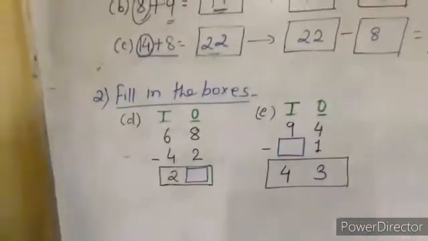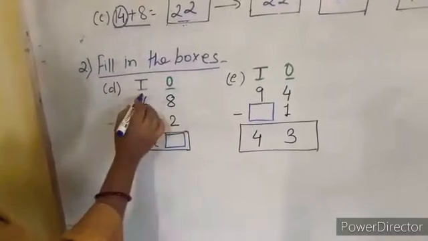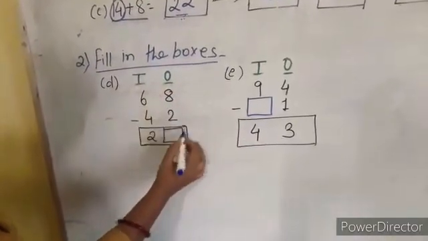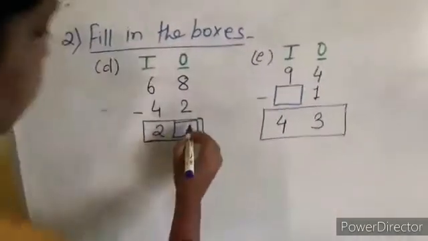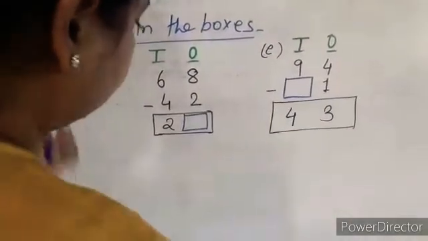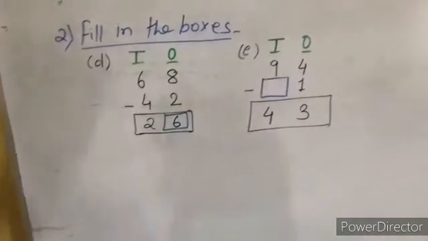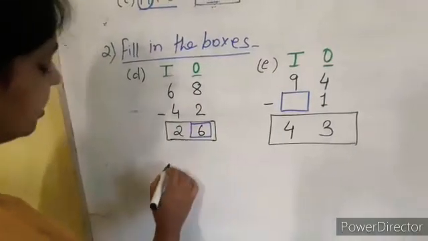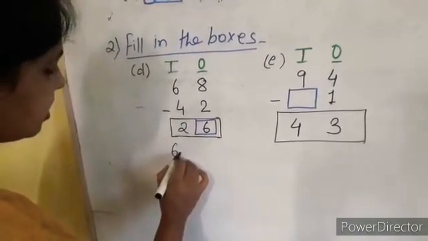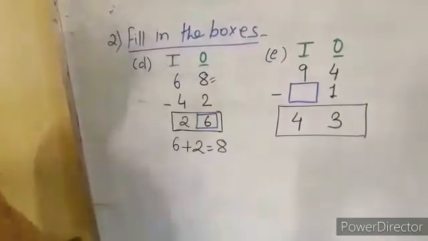Okay, how will you do it? First in the ones place, fill in the boxes, tens and ones. 68 minus 42. Here in the answer this was filled. So 8 minus 2 is 6. Okay, and if 8 minus 2 is 6, then in the subtraction fact, 6 plus 2, we get this 8.